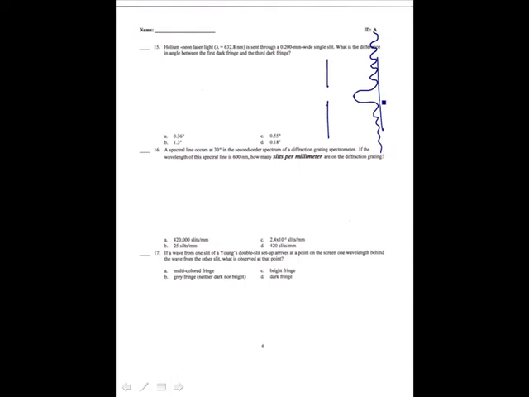Alright, I want to know the angle between the first and the third dark fringe. This is the first fringe. This is the third fringe. I'll call this theta 3 and this theta 1, where theta 1 is this angle and theta 3 is this angle. Note that this is m equal 1 and this is m equal 3.